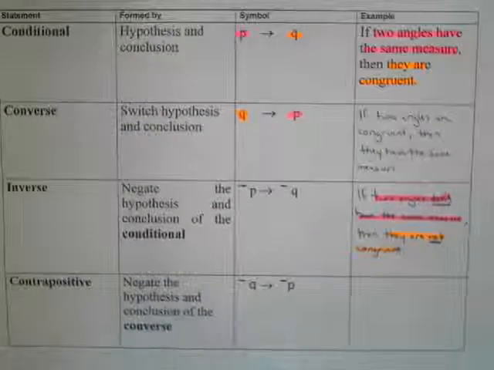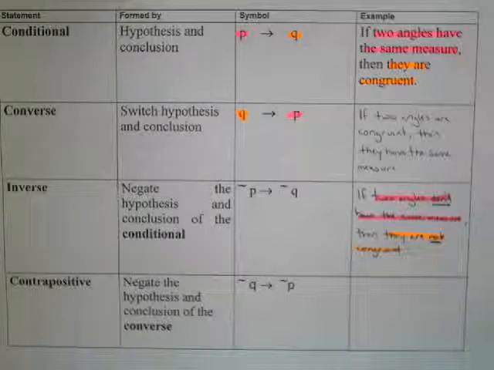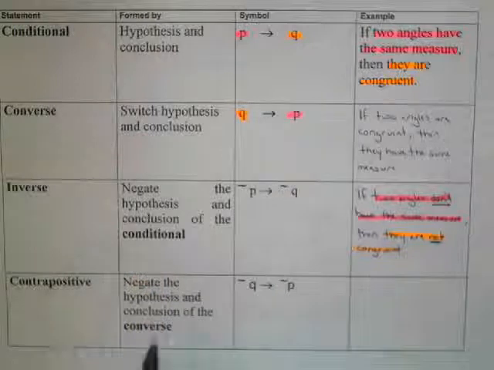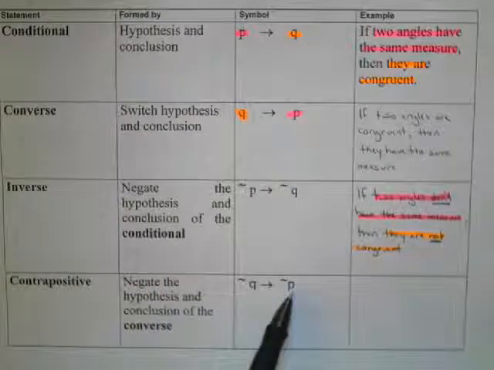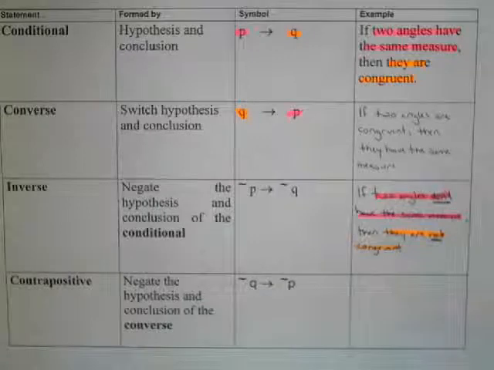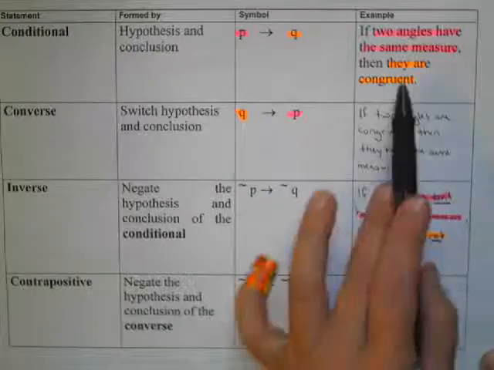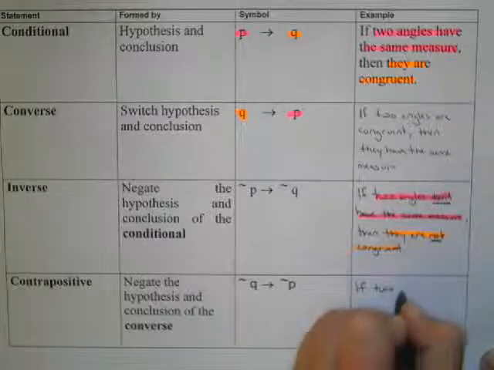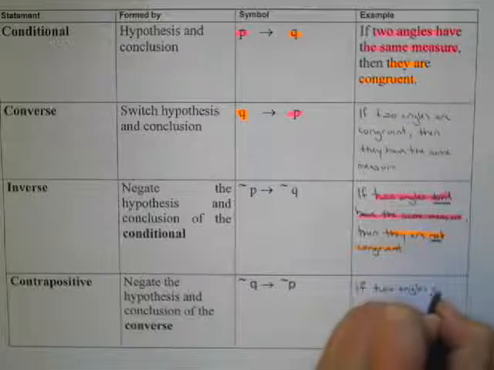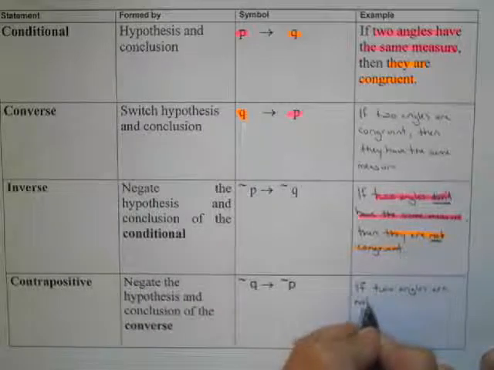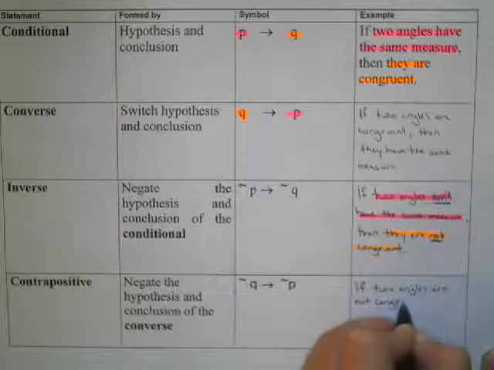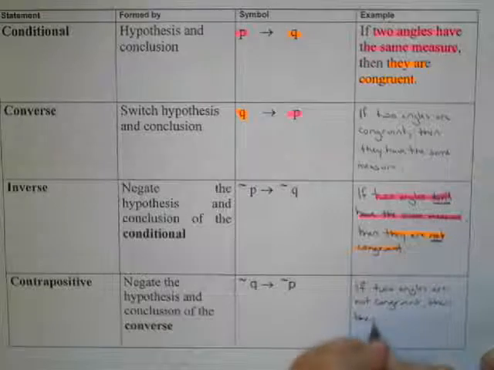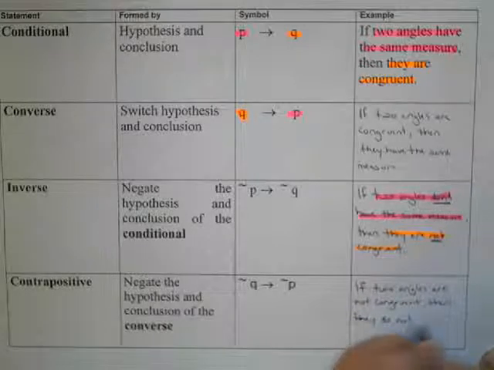The last is contrapositive. So we take the converse, so where it's switched, and we negate hypothesis and conclusion. So we switch and negate. So if two angles are not congruent, then they do not have the same measure.